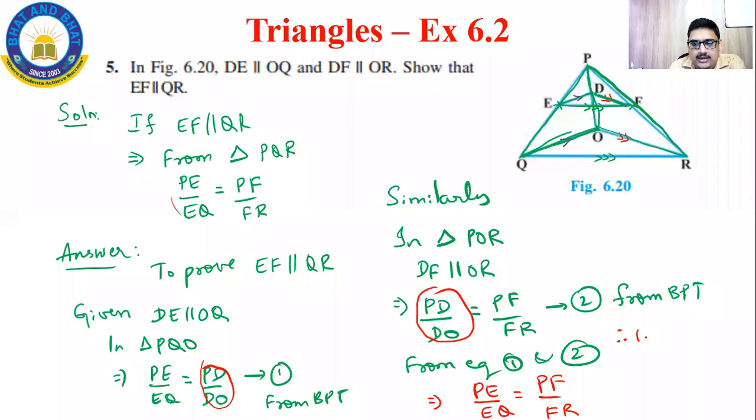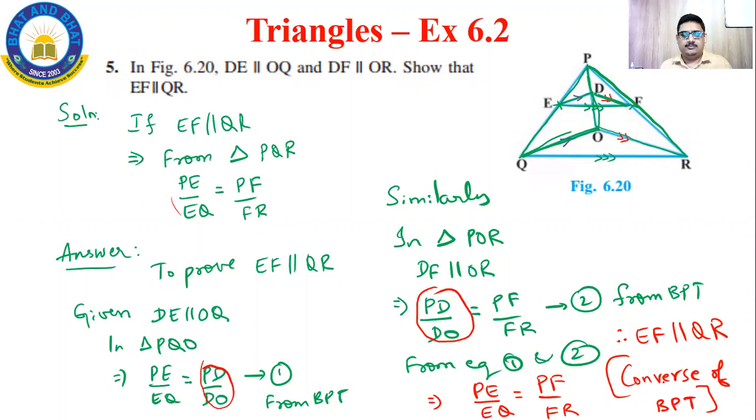Therefore, EF is parallel to QR. That is converse of BPT. So this is my reason. Converse of BPT. Yes, students, is this clear? Is this clear to all of you? I will display previous slide. Please make a note of this. Then for Vibha and others, Srujana, who wanted the previous slide, I will display it. Is this clear to all of you? Yes, understood?